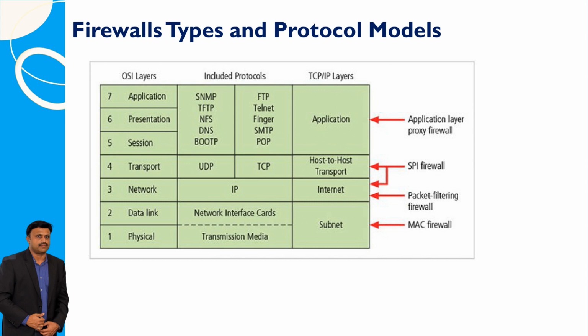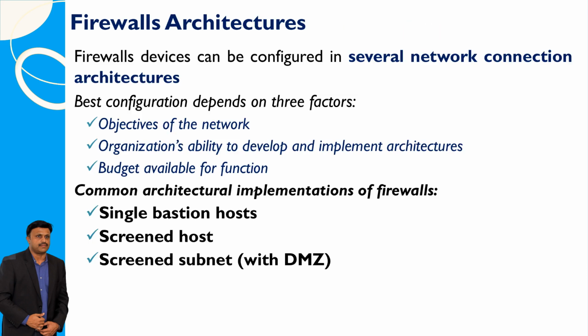security features. Protocol models, such as OSI and TCP/IP, serve as frameworks for networking, delineating communication layers and facilitating network design and troubleshooting. Firewall devices can be set up in various network connection architectures, with the optimal configuration determined by three key factors: the network's objectives, the organization's capacity to develop and implement architectures, and the budget allocated for functionality. Common architectural implementations of firewalls include single bastion hosts, screened hosts, and screened subnets with demilitarized zone.